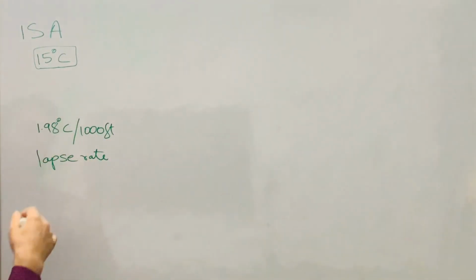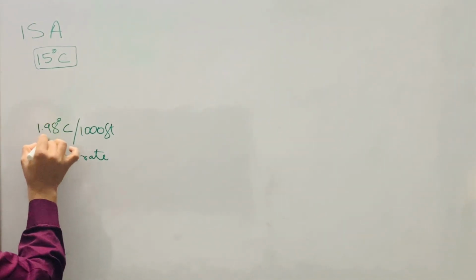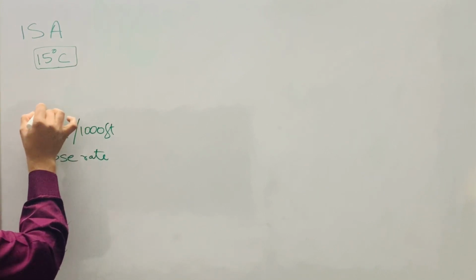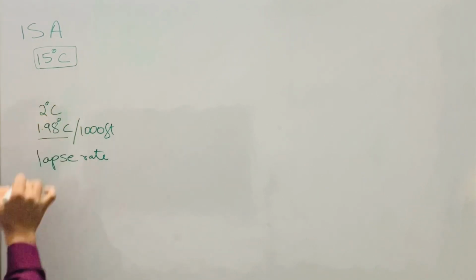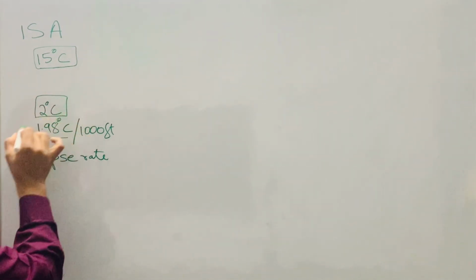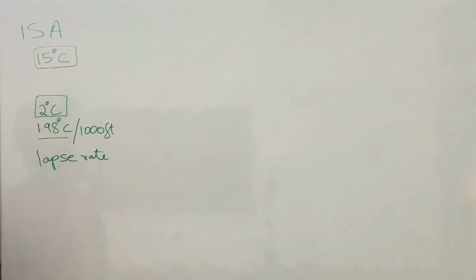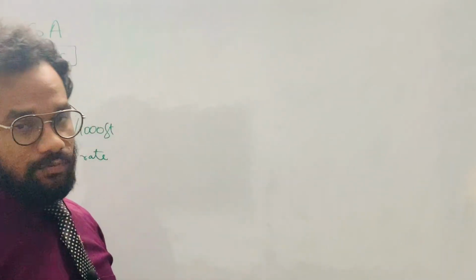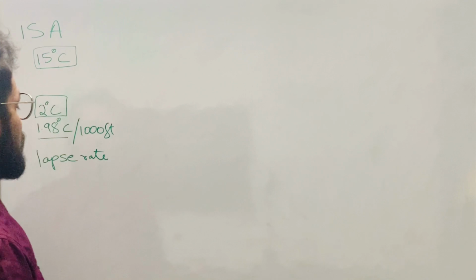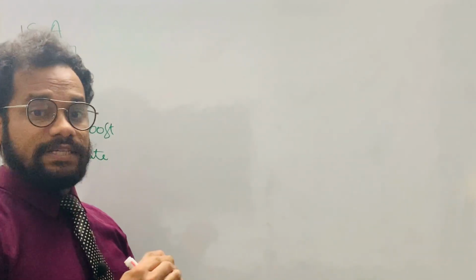So for the purpose of our calculations, in order to make them simple, what we generally do is, instead of 1.98, we consider this to be approximately 2 degrees Celsius. So we will assume 2 degrees Celsius for the purpose of our calculations. That means 2 degrees Celsius per 1000 feet we will be considering as the lapse rate. So right now you know that 15 degrees Celsius is the temperature at sea level.